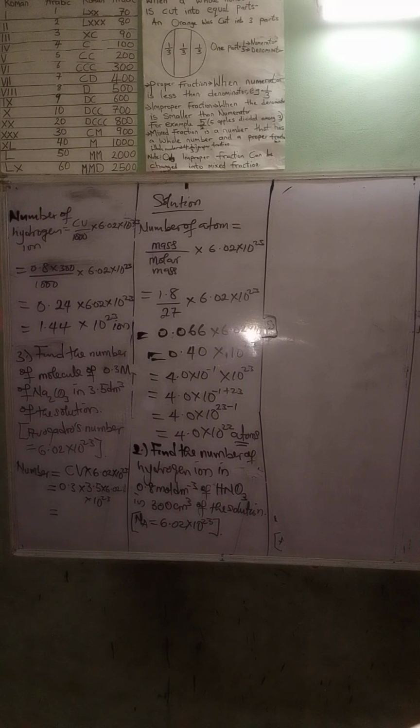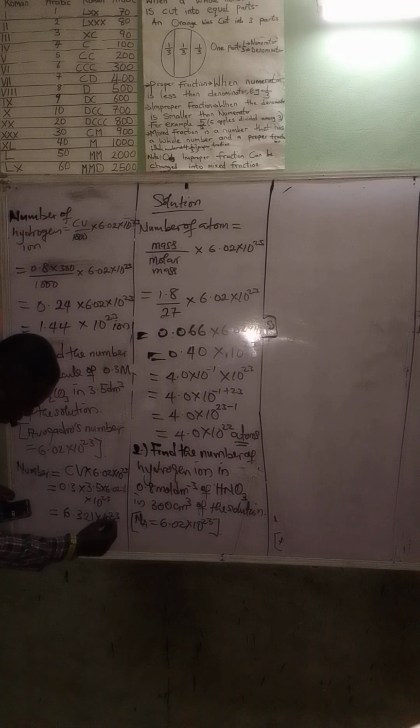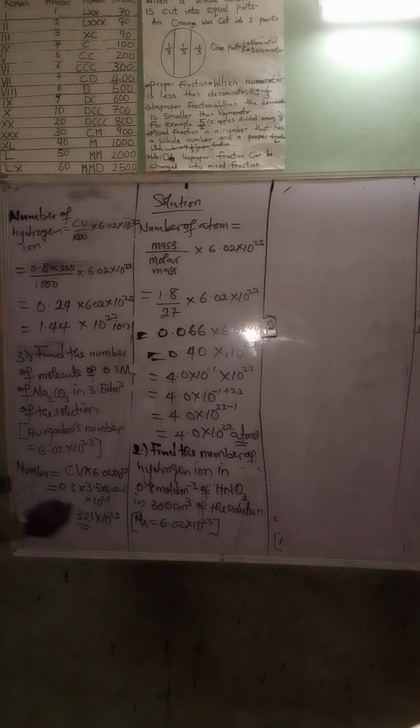Then what do we have? We have 0.3 times 3.5 times 6.02. Our answer now is 6.321 times 10 to the power 23. Now, what is the unit? Molecules. Because we are asked to find the number of molecules.